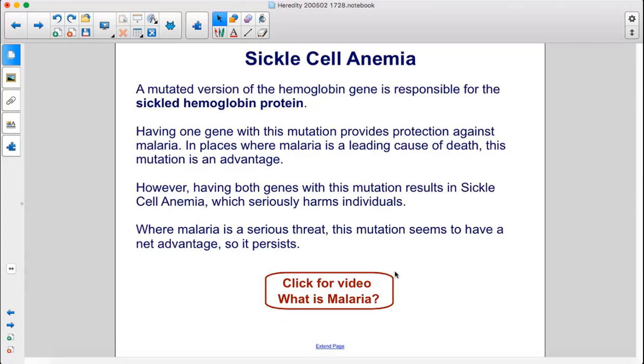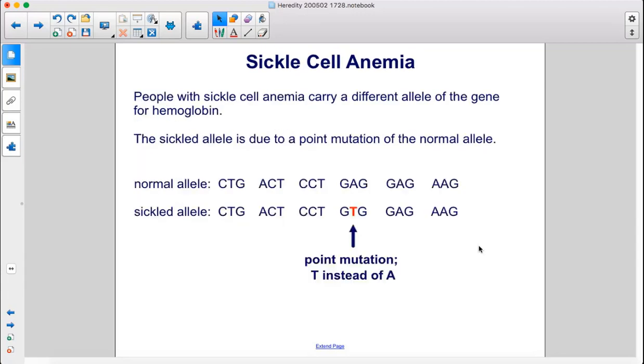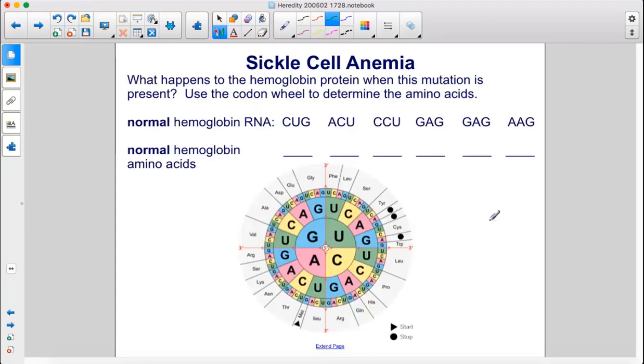Click for a video. What is malaria? People with sickle cell anemia carry a different allele of the gene for hemoglobin. The sickled allele is due to a point mutation of the normal allele. Here we have the mutation, there's a T instead of an A. What happens to the hemoglobin protein when this mutation is present?